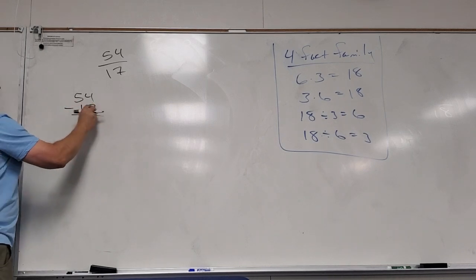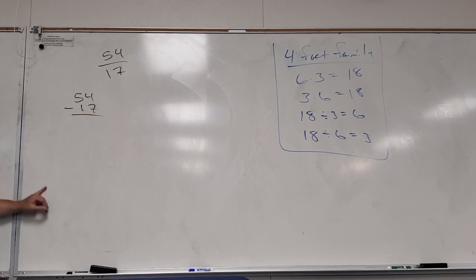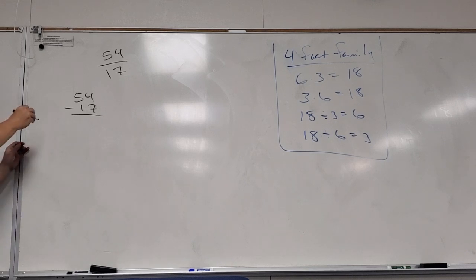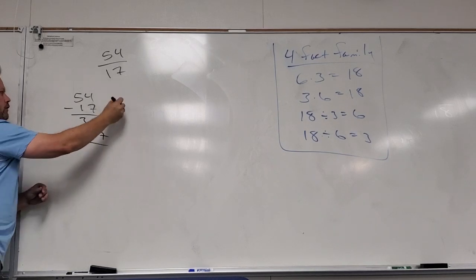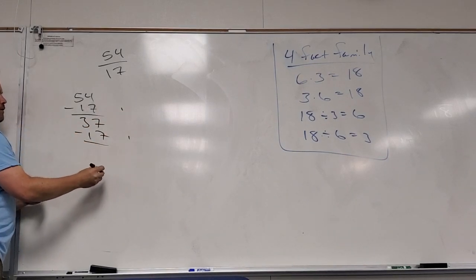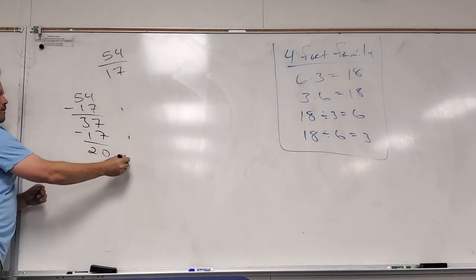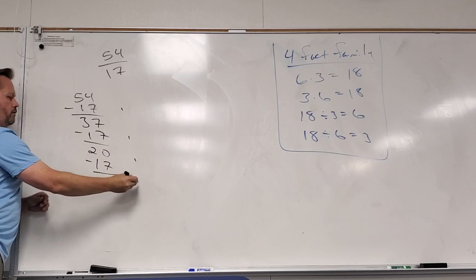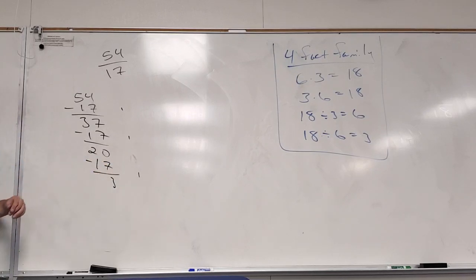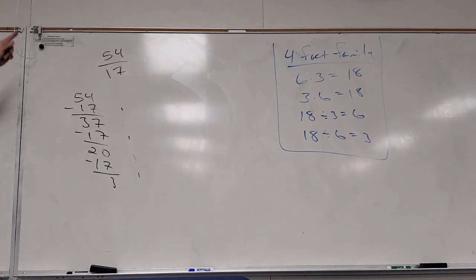I'll start to catch up to you guys. Oops. So 54 minus 17, 37, is that cool? And then subtract 17 again. 20. Here's another one. Subtract 17. 3. So there's another one. Oops. Not another one there. So 17 goes into 54 how many times? 3 times with 3 left over.